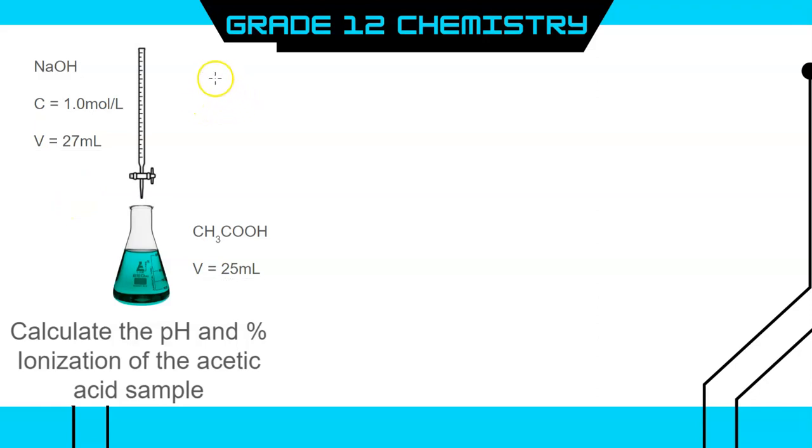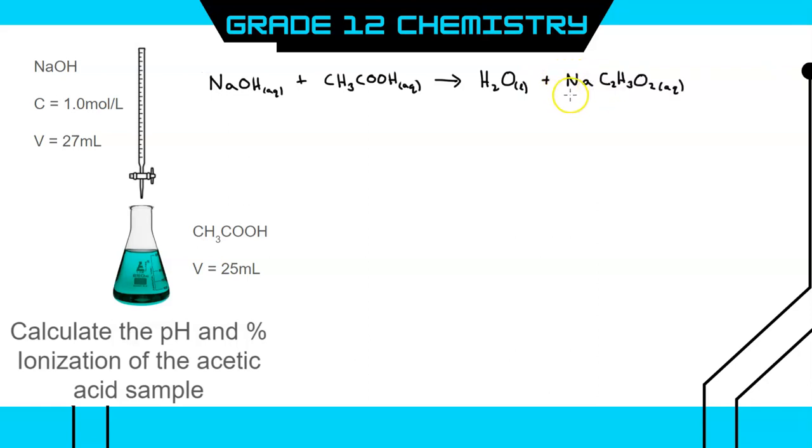So let's start with the equation for the titration. So we have sodium hydroxide, and then we have our acetic acid, and that's going to give us some water. So this is just a neutralization reaction. And a salt. So we have sodium acetate. Now this salt is interesting because it's going to dissociate in water and produce hydroxide ions.